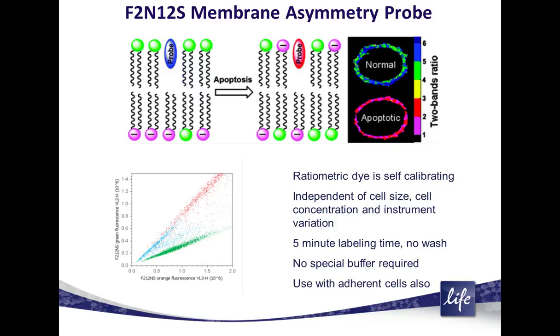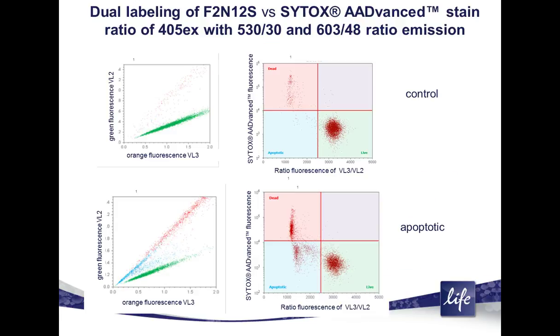Now this is a ratiometric dye, and if you haven't had the opportunity to use ratiometric dyes, they're really great. A ratiometric probe is somewhat self-calibrating. It is somewhat independent of probe concentration, dye concentration, cell size, and even instrument variation. And this particular dye only requires 5 minutes of labeling time and does not require any wash. No special buffers are required, and it can be used with adherent cells very easily.